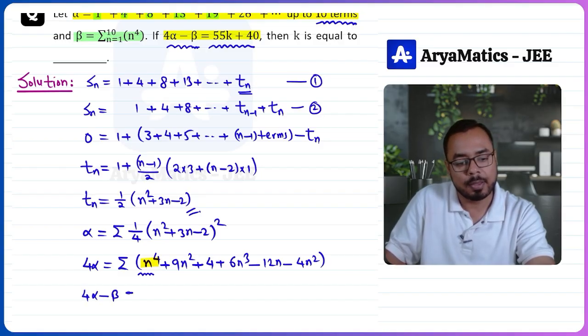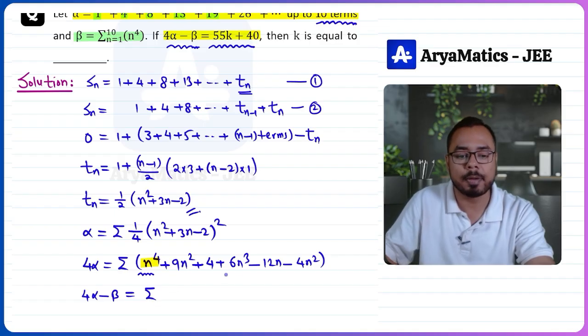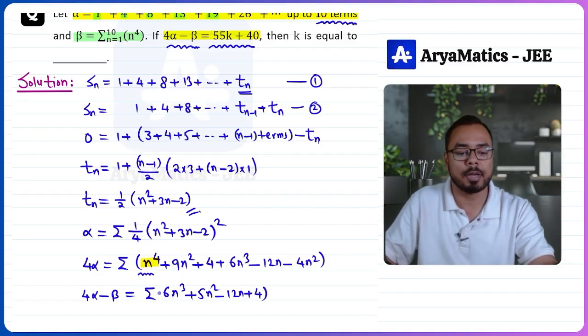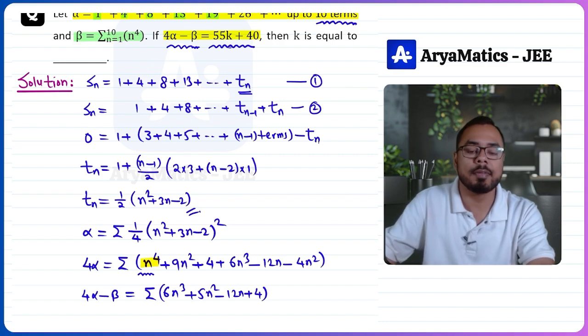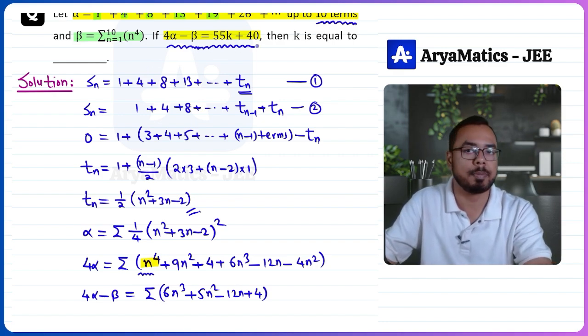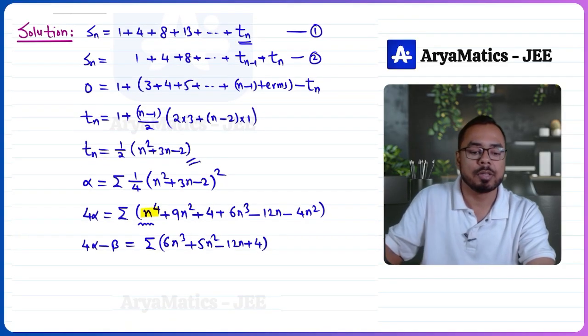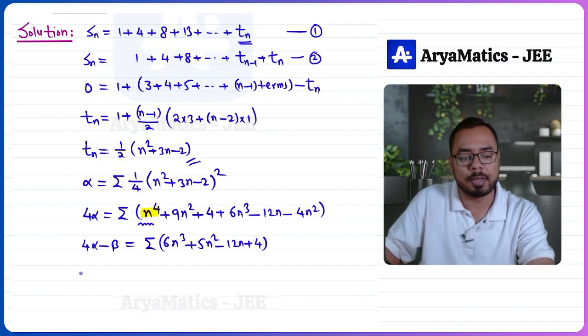So 4 alpha minus beta, this will be sigma, and then we can write this as a polynomial. So we have 6n cube, 9 minus 4, so that is 5n square, minus 12n plus 4. This is 4 alpha minus beta, right? Now it is already given that 4 alpha minus beta is 55k plus 40. Ultimately, we need the value of k. So in place of 4 alpha minus beta, we can write 55k plus 40.